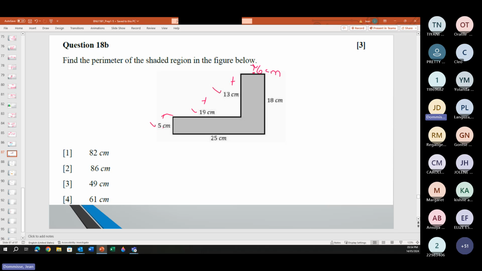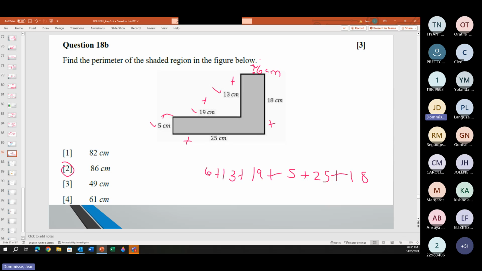So 58 plus 5 is 43, plus 25, 68, 76, 86. Okay, so 86. So we will just say 6 plus 13 plus 19 plus 5 plus 25 plus 18. Okay, so perimeter, we need to add all of the sides.